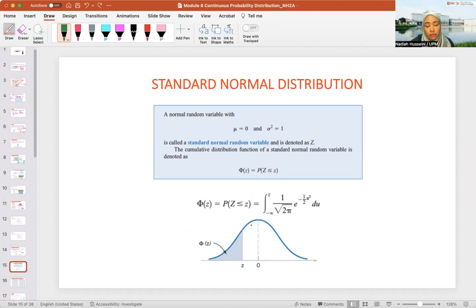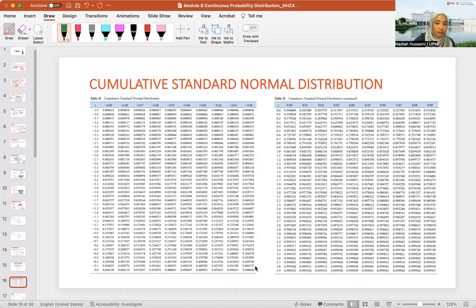So whenever we try to find the cumulative distribution function, they denote it as, I don't know how to pronounce this Greek letter. And this is the probability of Z being less than or equal to some value z. So let's say z is a value less than or equal to minus 1.5, for example. So how would I find out the cumulative distribution function? I use the table just like for Poisson distribution.